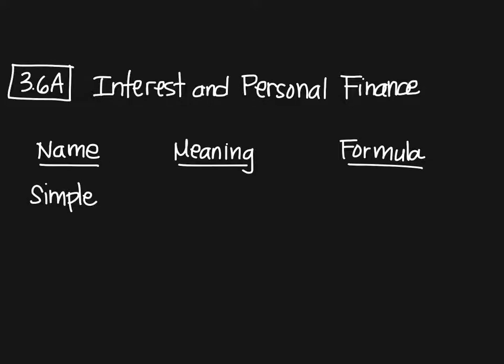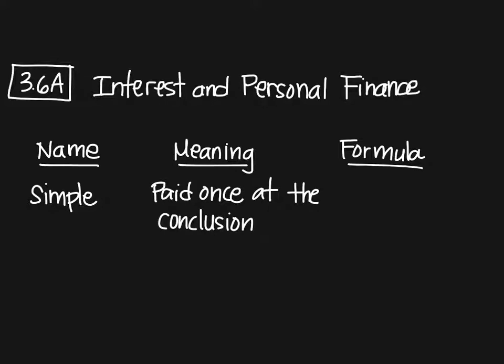Simple interest is, dude, can I borrow $5? Sure, but you got to pay me back 6. Right? I mean, that's simple interest. You just fix an amount and you pay it back. The meaning of simple interest is that it's paid in one payment. You pay your interest once at the conclusion of the transaction or the loan or the investment or whatever. So at the end, when you pay it back, you just pay your interest. You pay it once and it's done.